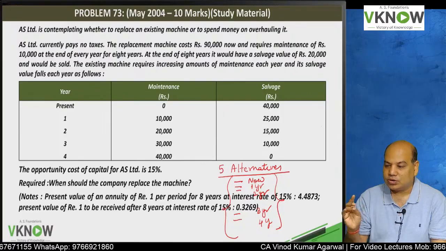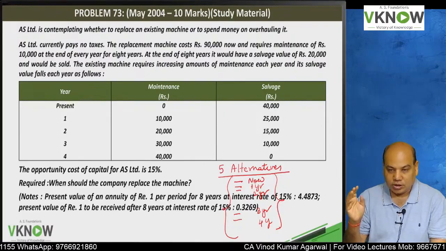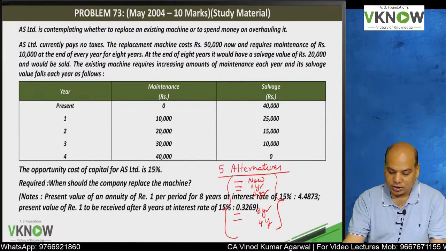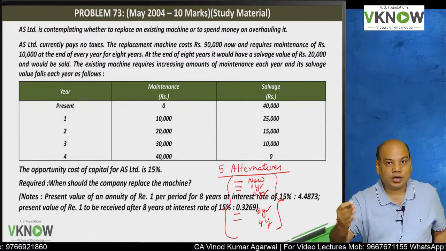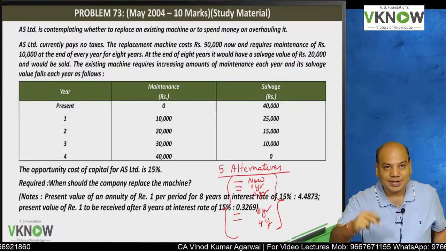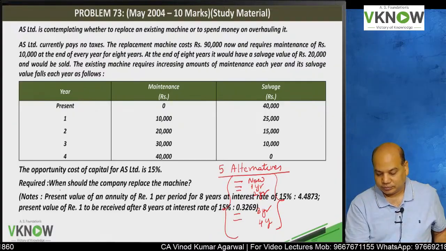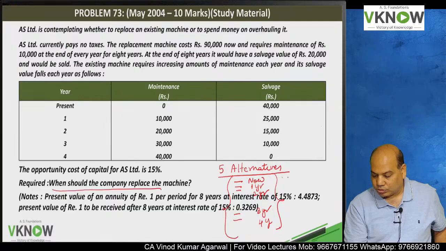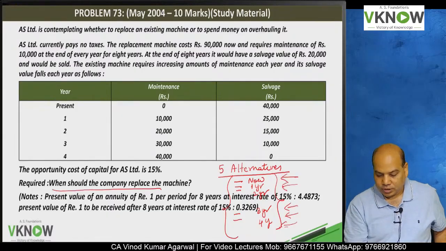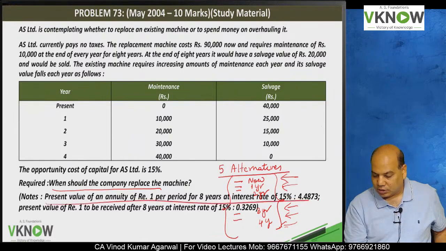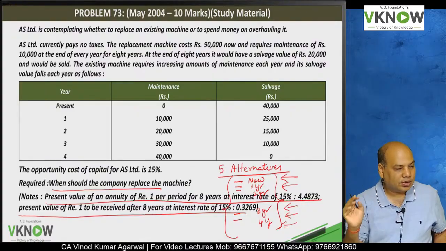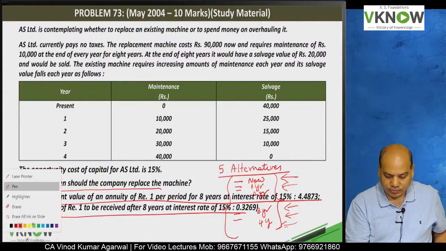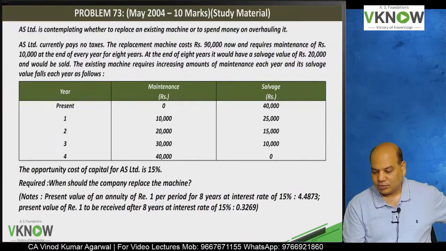The opportunity cost of capital is 15%. When should the company replace the old machine? Not whether to replace. Now the question is when should the existing asset be replaced? And you have to answer one of these 5 options. And they have given you the present value factor, the annuity factor also, and the single year factor also.